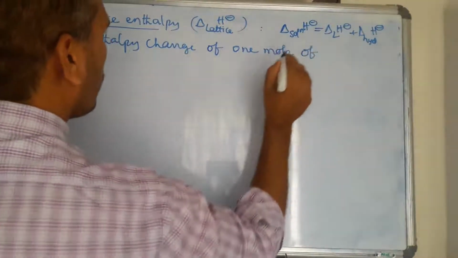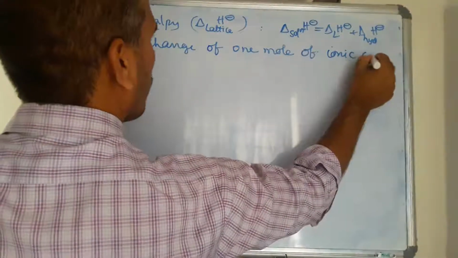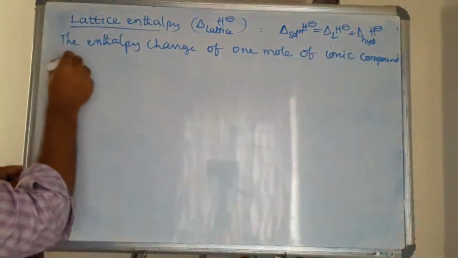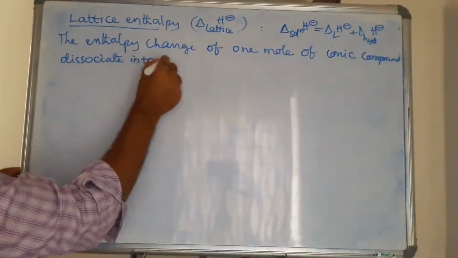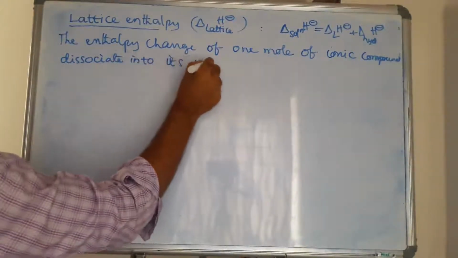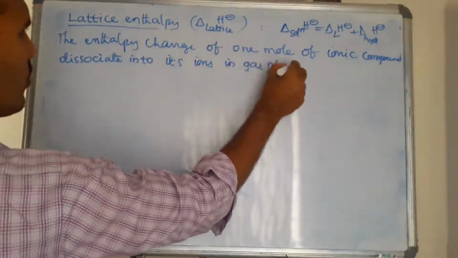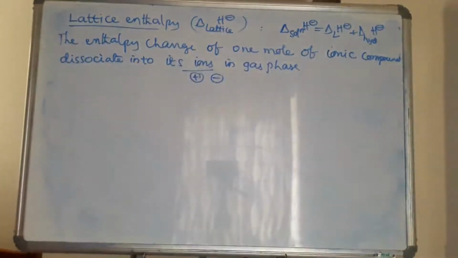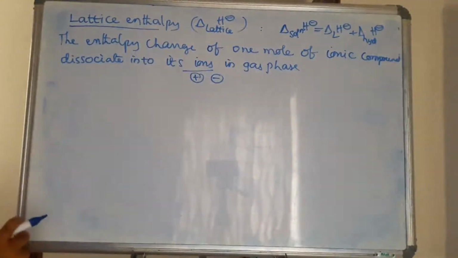of ionic compound dissociates into its ions in gas phase. Ions mean which one? One is positively charged, another is negatively charged. Positively charged is called cation, negatively charged is called anion. So this is called lattice enthalpy.